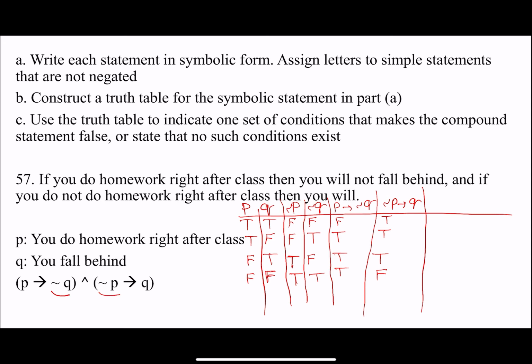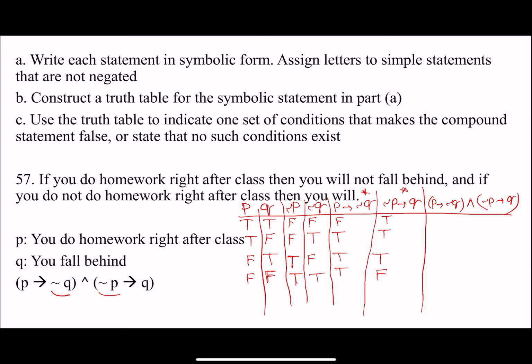Now what we have is: if P, then not Q, and if not P, then Q. So we have "and" between these two columns, between column 5 and 6. For "and," both must be true to have a true statement, right? So look at the first row.